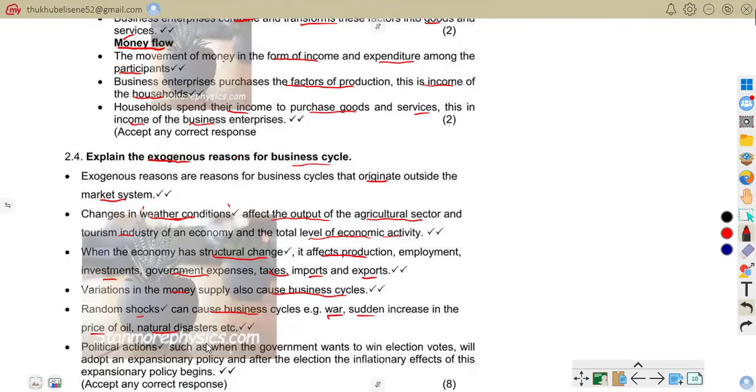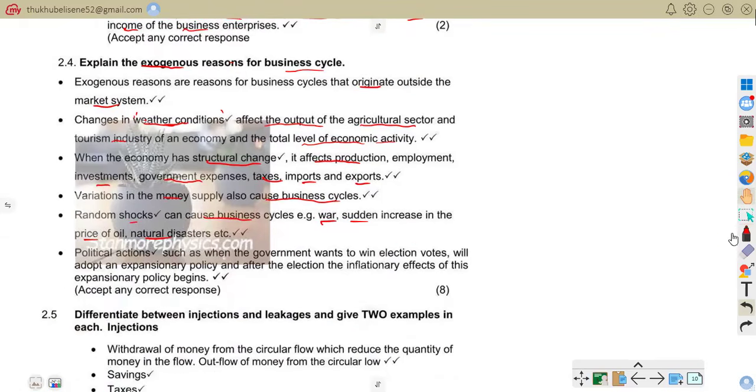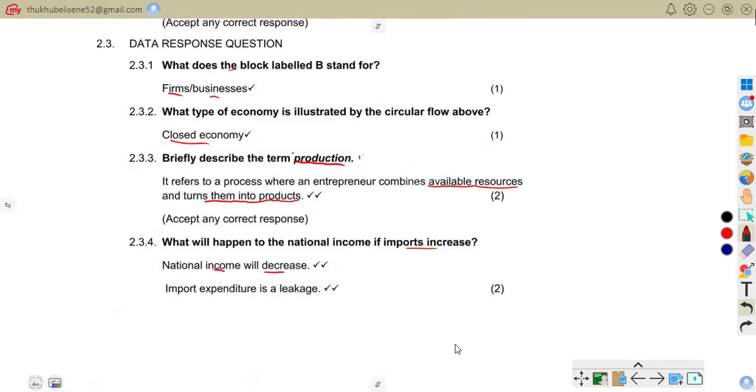Also, political actions, such as when the government wants to win election votes, will adopt an expansionary policy, and after the election, the inflationary effects of this expansionary policy begin. So that is that. So now let's quickly attend to question 2.5.